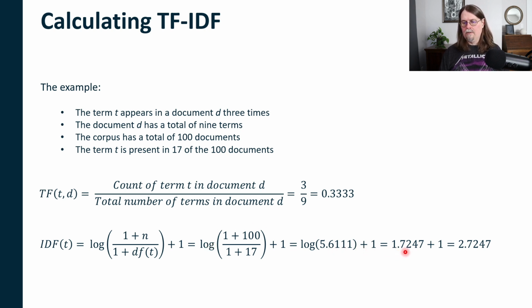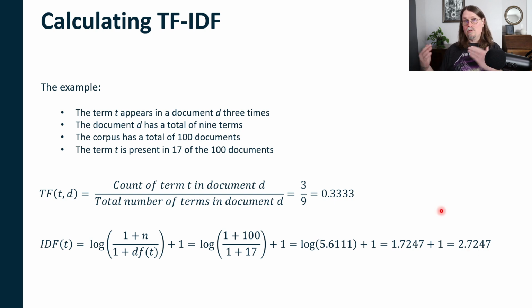And notice here that the value of this right here turns into this, which turns into this. And notice, like I said on the previous slide, this term shows up in 17 of 100 documents. So notice how this number is lower, which is what we would expect. And then we add 1 to it, and we can see here 2.7247.